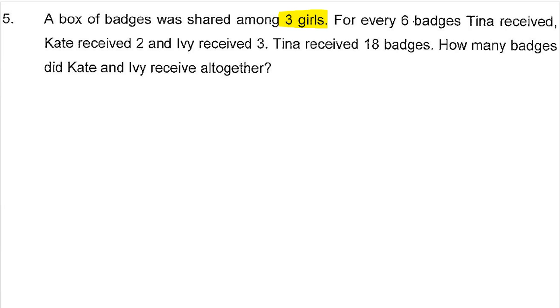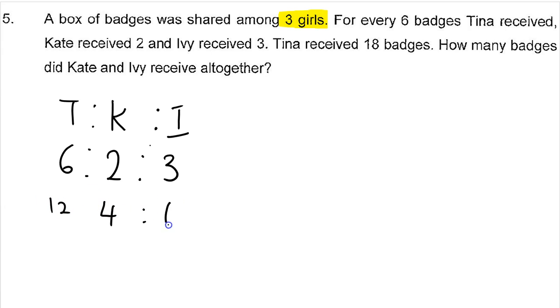Every 6 batches, Kate is going to receive 2, Ivy is going to receive 3. So there's a relationship, right? If Tina doubles up, Kate will double up also, and Ivy also doubles up. This is what we call a relationship. It's like a ratio. Ratio talks about relationship among the quantities. So it's not obvious, but we have to express them in ratio. Tina to Kate to Ivy: Tina received 6, Kate is going to receive 2, Ivy is going to receive 3. If Tina receives 12, Kate will be receiving 4, and Ivy receives 6. So there's a double relationship here.